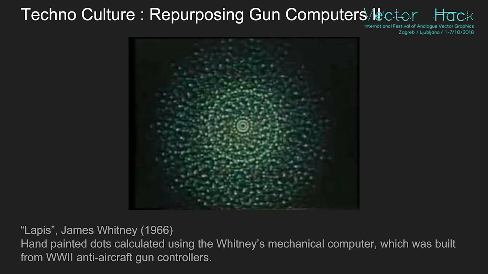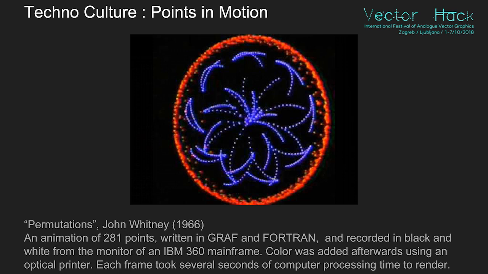And another, probably the most famous film that uses one of these gun controllers is James Whitney's Lapis. This is a really difficult film to show from YouTube. We're slaughtering it by looking at it in this sort of resolution, in this sort of compression. The procedure for making this film was to use that mechanical computer to calculate the location of hundreds and hundreds of dots, which James then hand-painted and photographed on the animation stand. So, yeah, it deserves seeing in a film print. If you can ever catch it in a film print, you will not regret it.